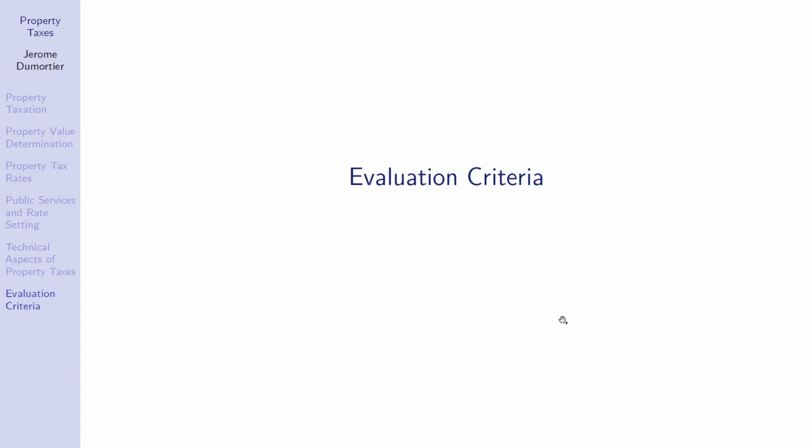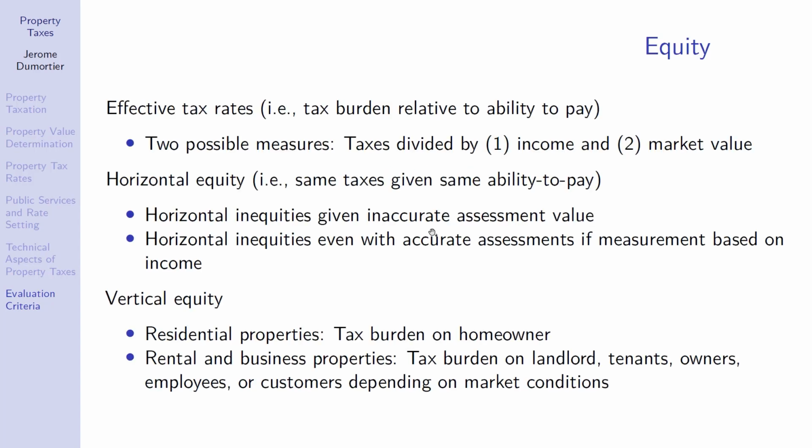Now last, let us look at some evaluation criteria, and note that we have covered some of them already when we talked about equity. When we are talking about equity, remember that equity represents the tax burden relative to the ability to pay. And here, since we are talking about property, there are two possible measures with different problems associated with them. For example, you can calculate the effective tax rate as the property taxes divided by income, or the property taxes divided by the market value.